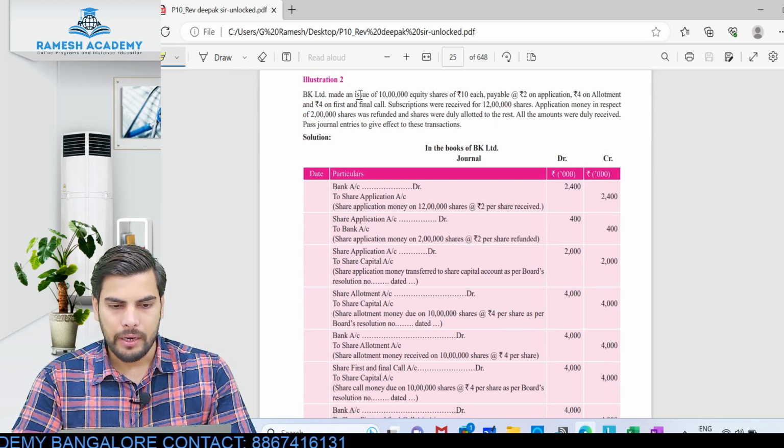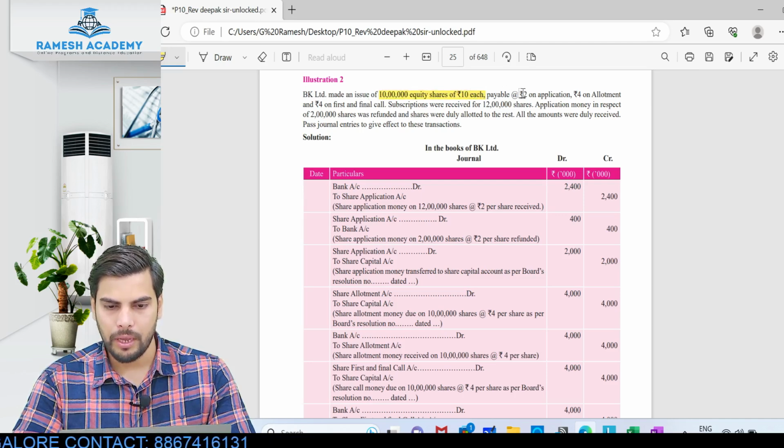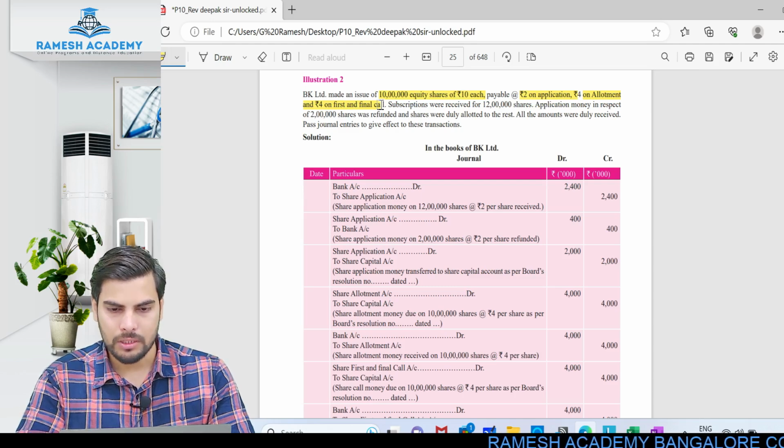BK Limited made an issue of 10 lakh equity shares of rupees 10 each, payable 2 rupees on application, 4 rupees on allotment, and 4 rupees on first and final call. So they have given how much money is received at the time of application stage, how much money is received at the time of allotment, and how much exactly is the amount which is received at the time of first and final call.